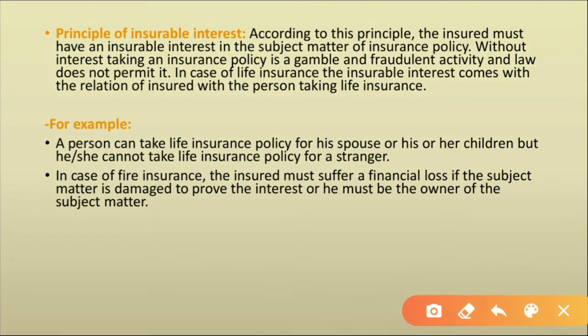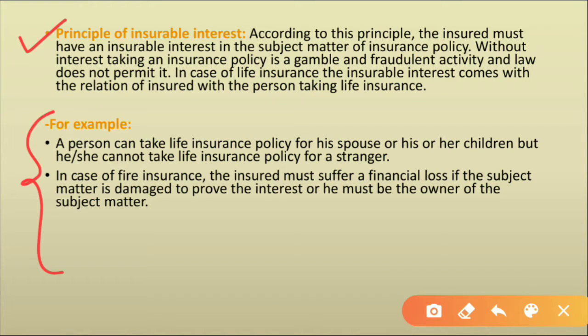Now the next principle is principle of insurable interest. Let us see the meaning. According to this principle, the insured, means the person, must have an insurable interest in the subject matter of insurance policy. Means the person should have interest in the subject matter of insurance policy. Don't worry, we can well understand this with the help of an example.